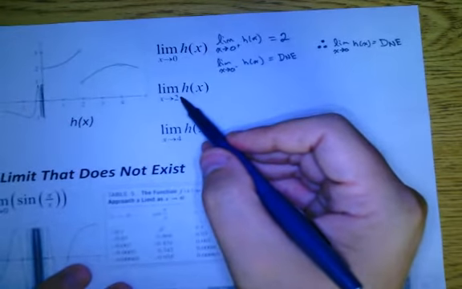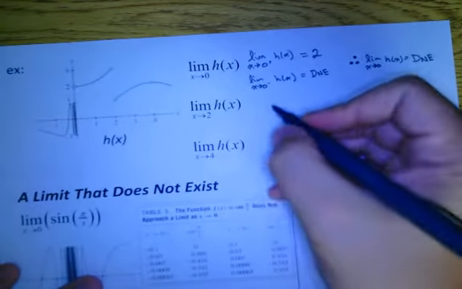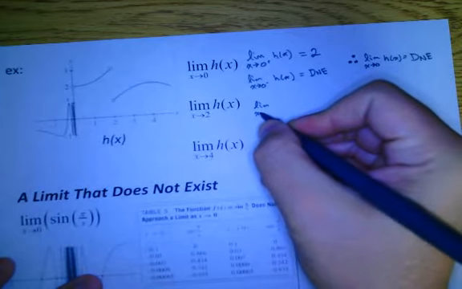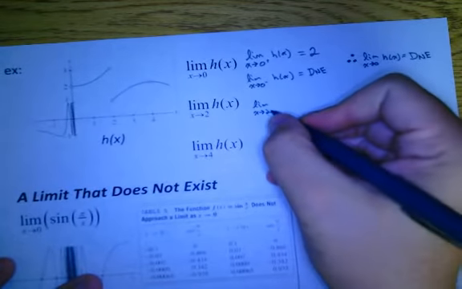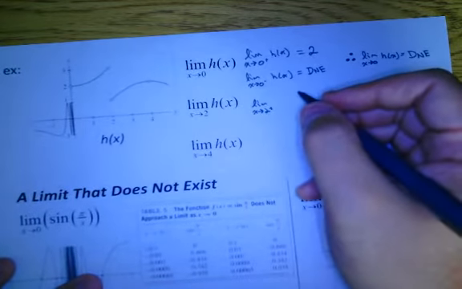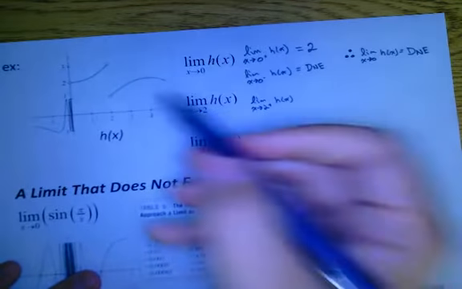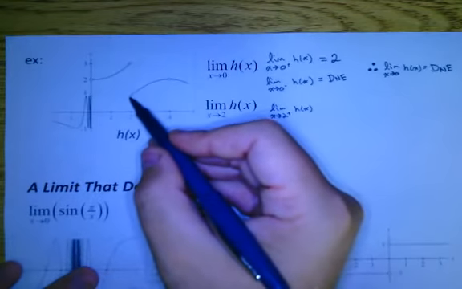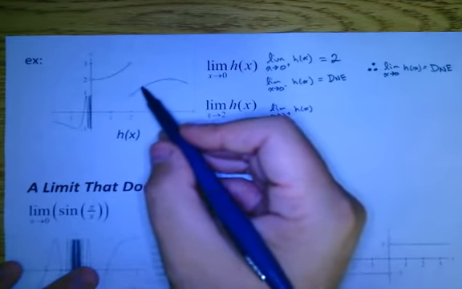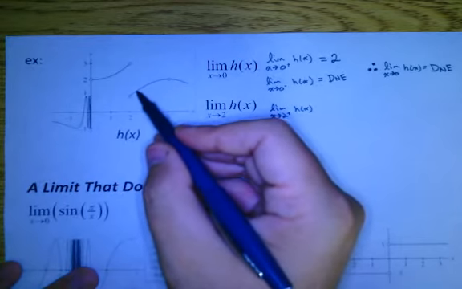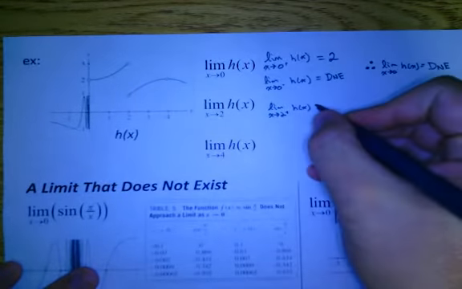Okay, so now let's go ahead and look at 2. So let's do the limit as x approaches 2 from the right. Okay, so looking on the graph here, the bottom one has the right path. So as we're approaching it from the right, we get 1.